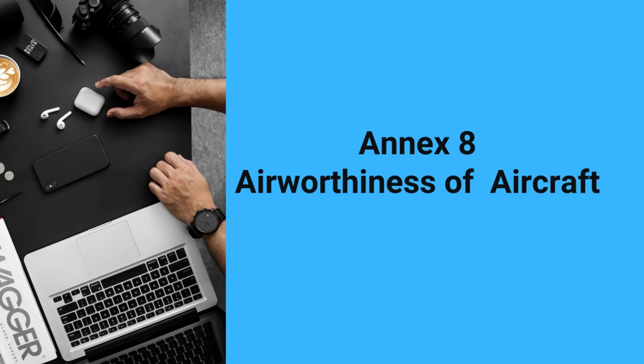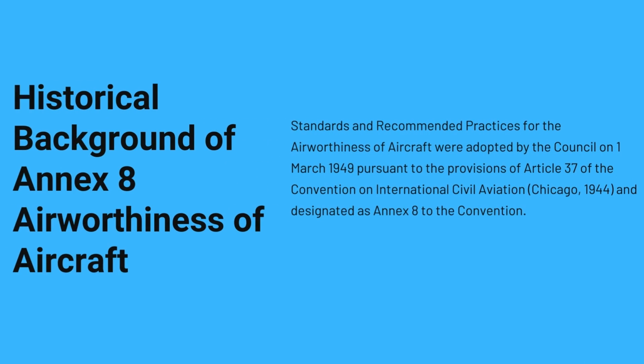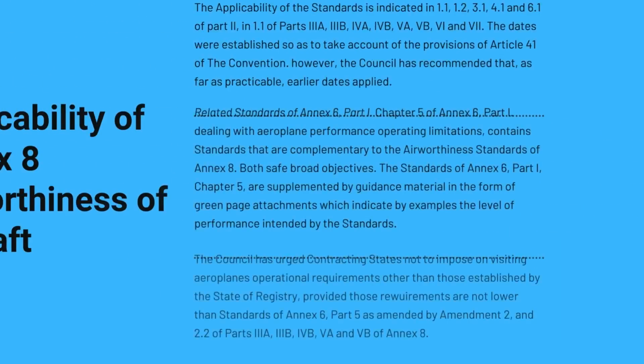Annex 8, Airworthiness of Aircraft. Historical background of Annex 8: standards and recommended practices for the airworthiness of aircraft were adopted by the Council on the 1st March 1949 pursuant to the provisions of Article 37 of the Convention on International Civil Aviation and designated as Annex 8 to the Convention. So, applicability of this annex.